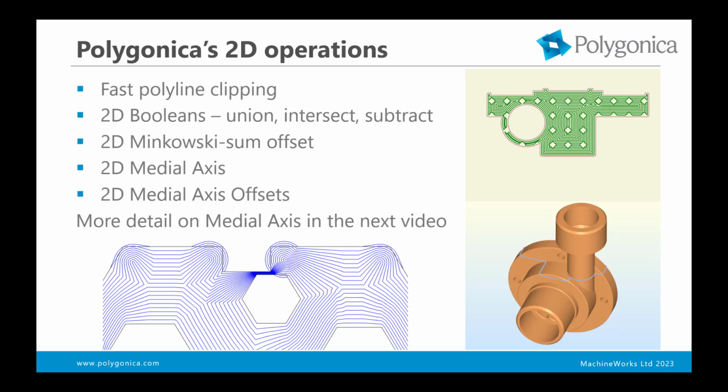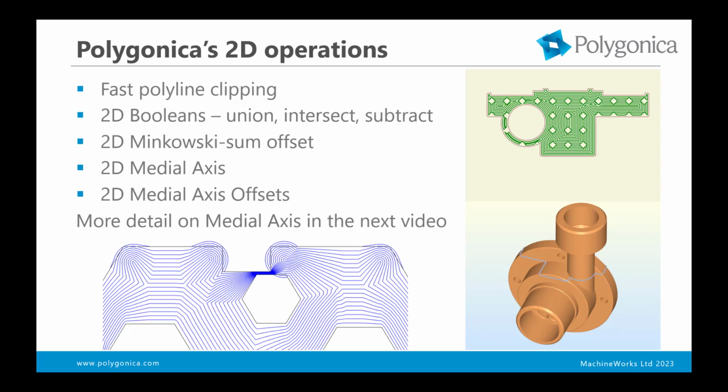So what operations are there? Well, underpinning everything is fast polyline clipping. So pass in tens of thousands or hundreds of thousands of polylines, and then clip them to a profile boundary, basically. That's a pretty fundamental requirement in hatch and infill. There's also 2D Boolean operations, so union, intersection, subtraction, 2D offsetting and dilation, so that's Minkowski sum based offsetting. And also we've got advanced operations like 2D medial axis and 2D medial axis offsets.